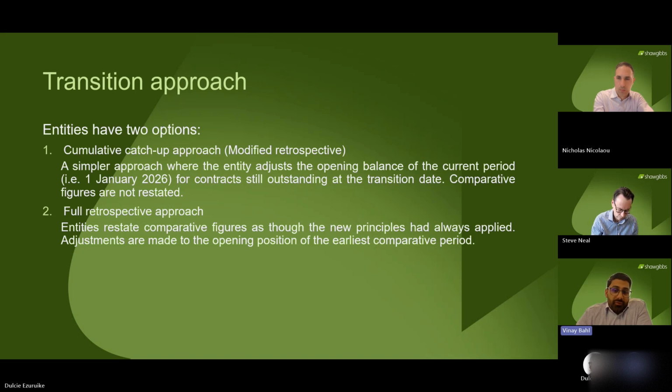But we also have the option of a full retrospective approach, and this allows businesses to restate their comparatives. So if you have a December 26 year end, it almost treats the transition date as if it was the 1st of Jan 2025, and this will give you a more comparable P&L. But ultimately, it's up to the business to assess which one is more appropriate for them, and it's worth communicating with key stakeholders at this stage to understand what their preference would be.